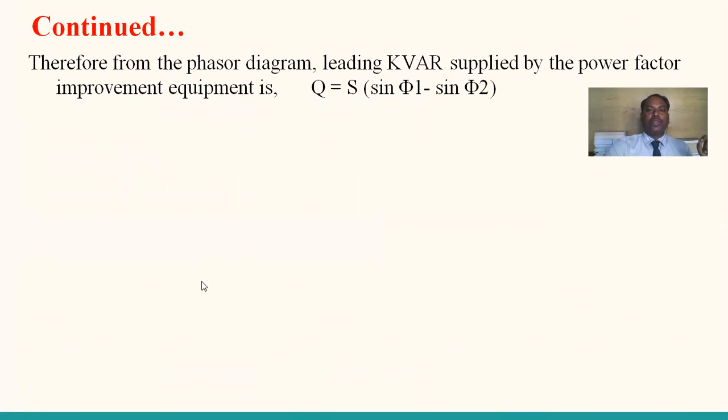So from the phasor diagram, the leading kVAr supplied by the power factor improvement equipment is Q equal to S into (sin phi 1 minus sin phi 2). VI sin phi is the reactive power. Real power is VI cos phi. S here is apparent power VI. Q is VI sin phi 1 minus VI sin phi 2.